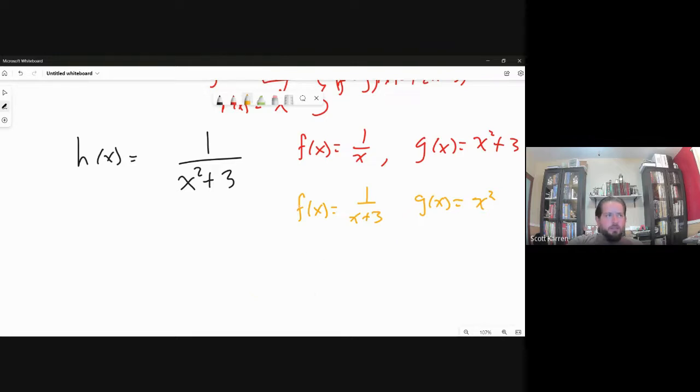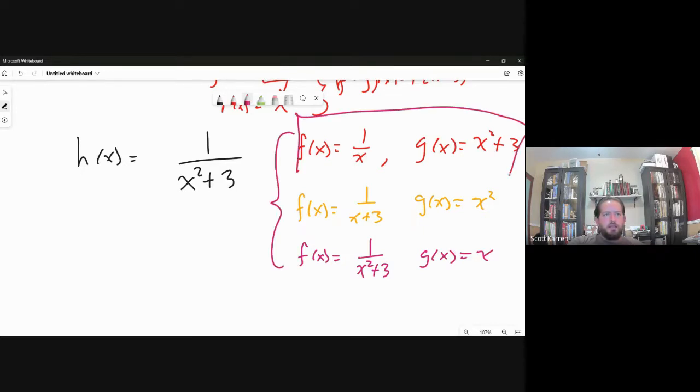If you really wanted to get, I don't know, pedantic probably is the word, I could say f of x is 1 over x squared plus 3, and g of x is x, because that also works, right? So they're not by any means unique. But again, that's probably the most obvious one. But if you're doing a test on paper and I'm grading it, any one of these is right.